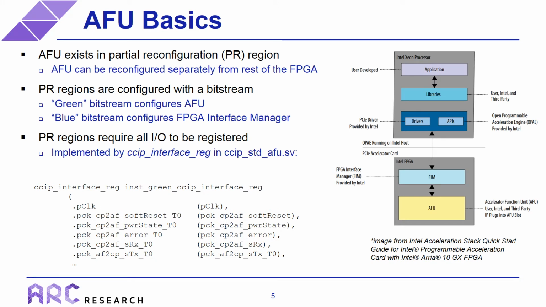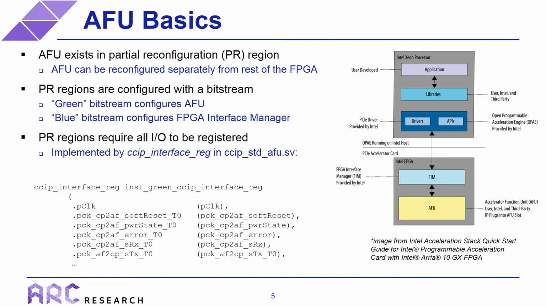Before I get to talking about how exactly CCI-P works, I want to talk a little bit about some of the basic requirements of AFUs. The first thing you should be aware of is that an AFU does not fill up the entire FPGA. It exists within what's called a partial reconfiguration, or PR, region. What a PR region does is it basically allows that region of the FPGA to be reconfigured without changing the rest of the FPGA.